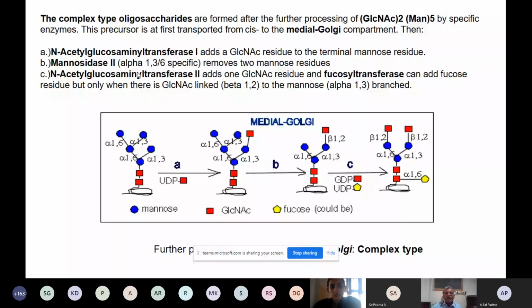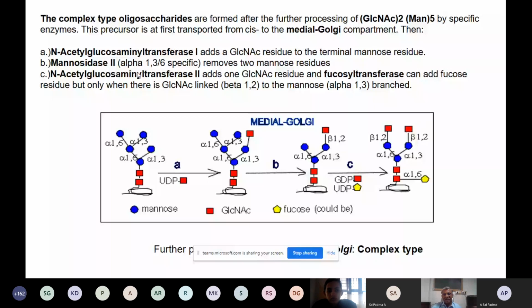Now in one reaction, an N-acetylglucosamine residue is added specifically to this mannose. Therefore, you generate this N-acetylglucosamine on the oligosaccharide. In the next step, by another mannosidase enzyme, 2 of these mannose residues are removed and you get 3 mannose residues and 1 N-acetylglucosamine, to which another N-acetylglucosamine residue and a fucose are added, generating the complex type of oligosaccharide.